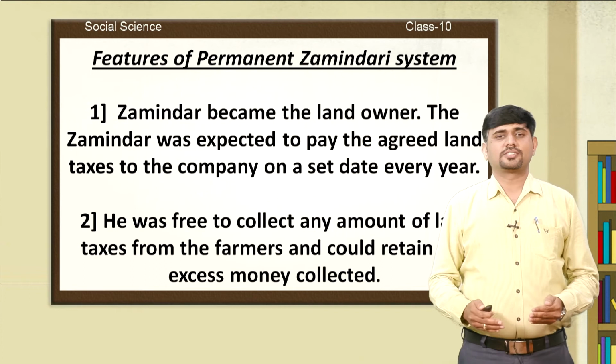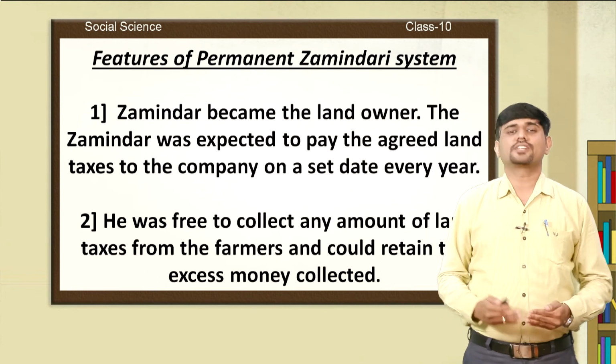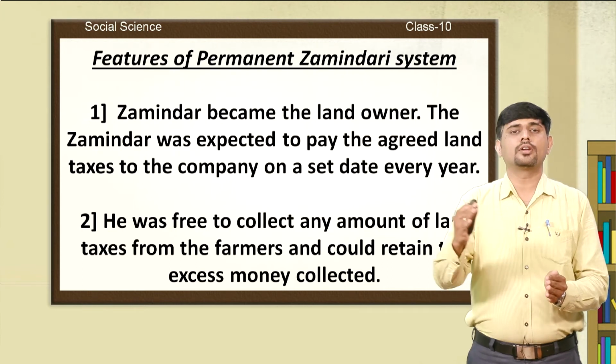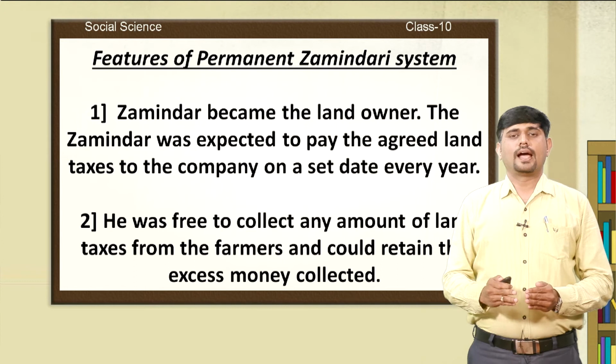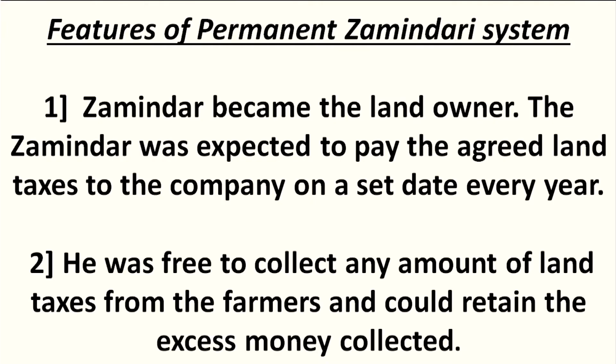Permanent Zamindari system. What are the important features under the permanent Zamindari system? The land was given under the control of the Zamindars, and the land tax was fixed by the British East India Company. The Zamindars were expected to pay the agreed land taxes to the Company on a set date every year, on the particular date of that particular year.